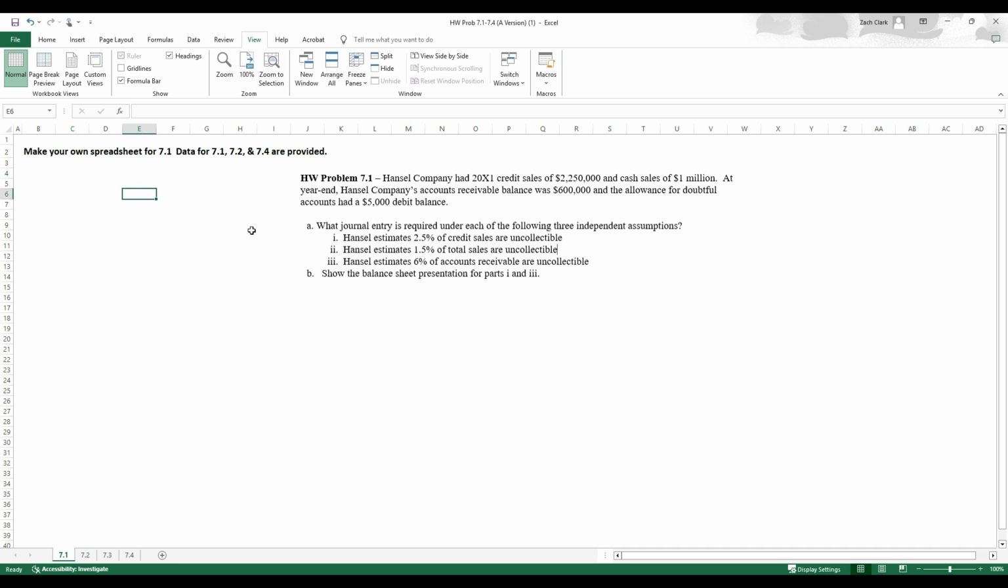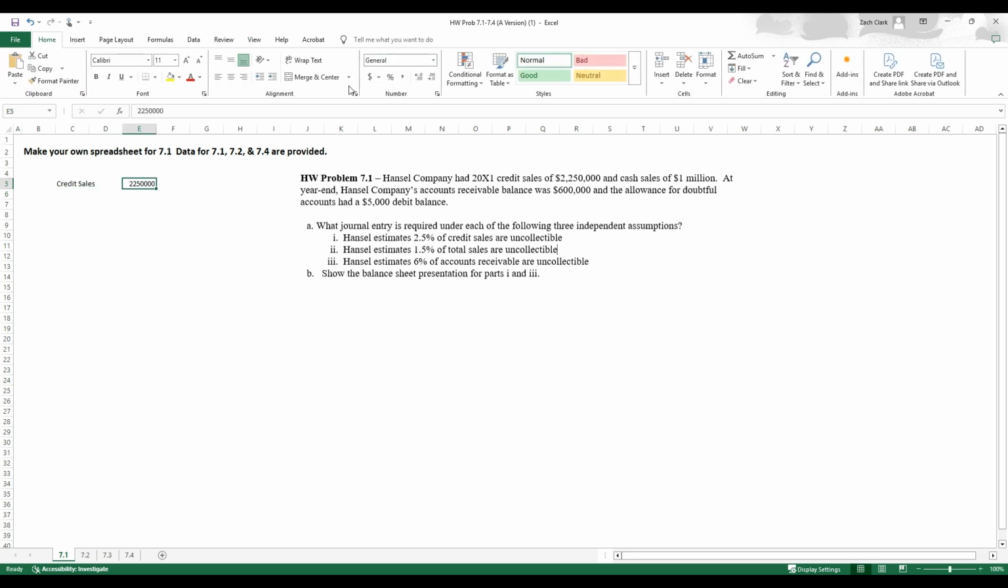So on 7.1, it says that we have this company, we got credit sales of this amount. So credit sales meaning that they were on account, we got accounts receivable and sales, as opposed to cash sales essentially. So we had credit sales of that much and cash sales of 1 million. So total sales, and I'll just start writing this out. I always find it's helpful to have the different variables for accounting problems in a spreadsheet.